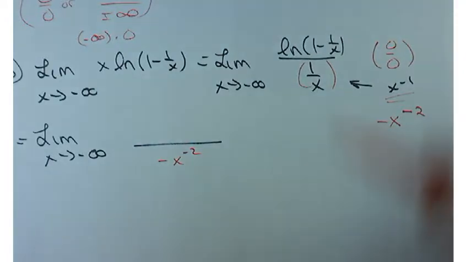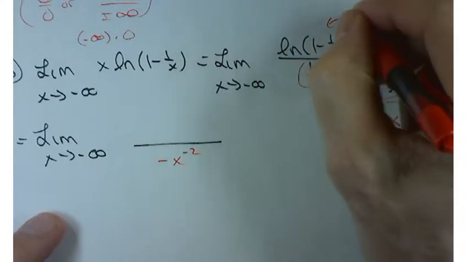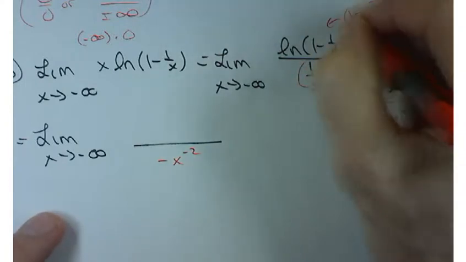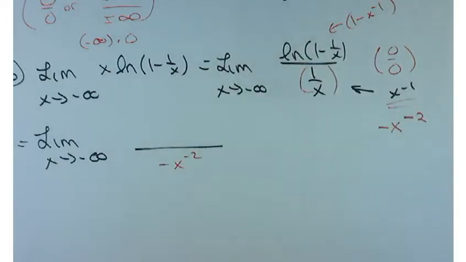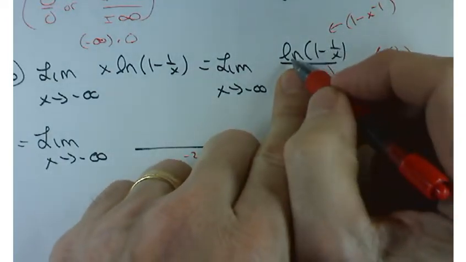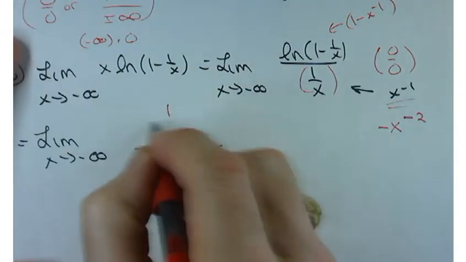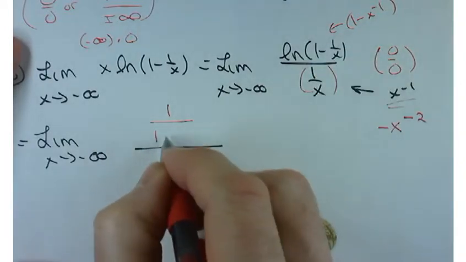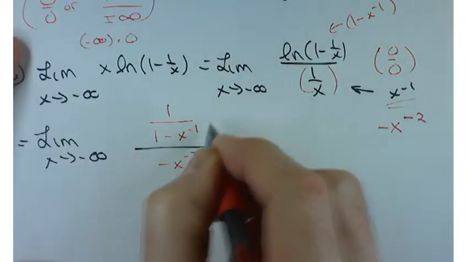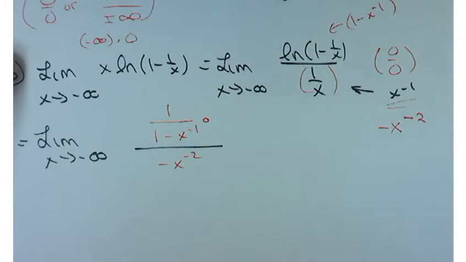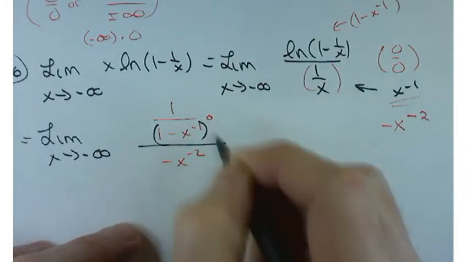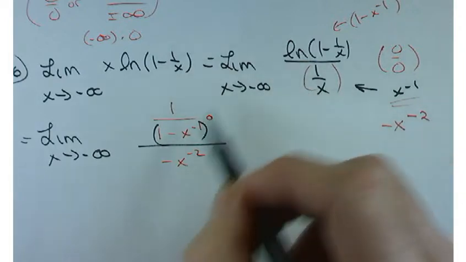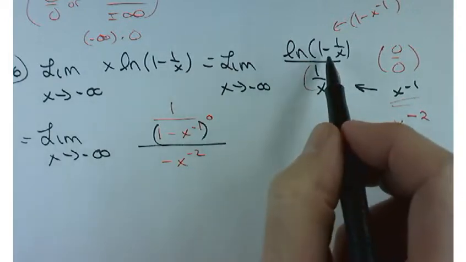Well, sure, we can think of this as being 1 minus x to the negative first. That might help out. Because the first thing that you're going to do when you differentiate the log of some function is take 1 over that function, 1 over 1 minus x to the negative first, times the derivative of that. Right? The derivative of the outside is this times the derivative of the inside.